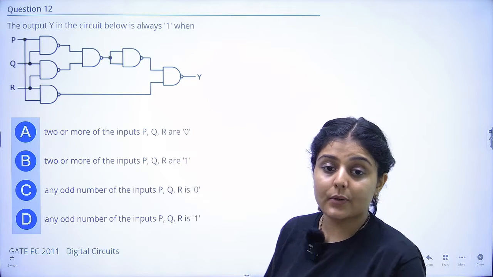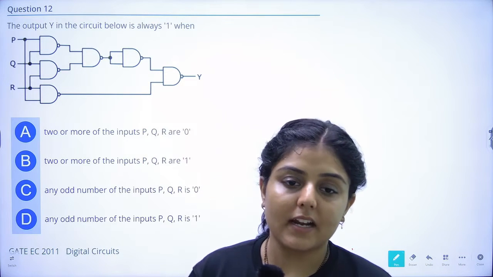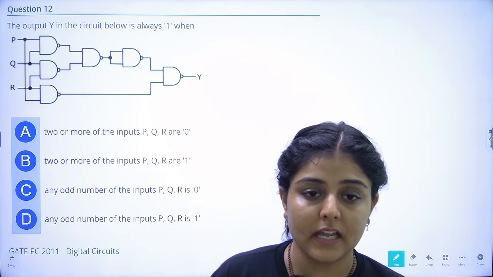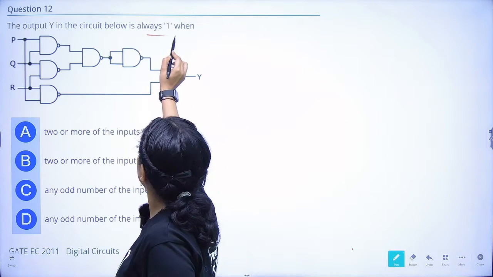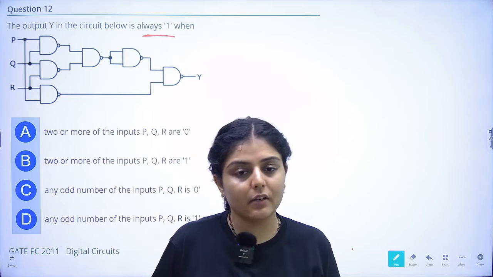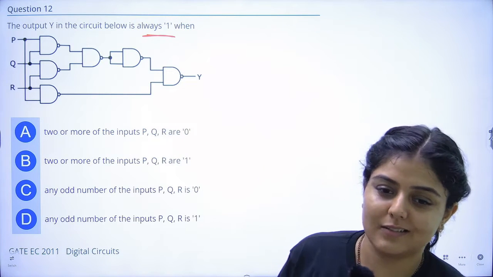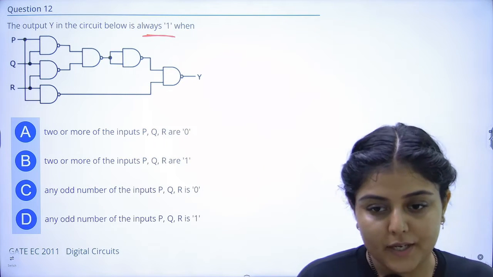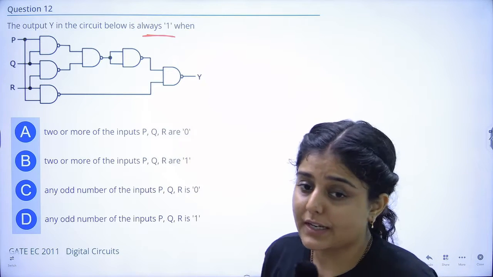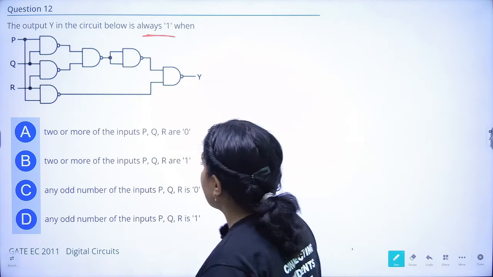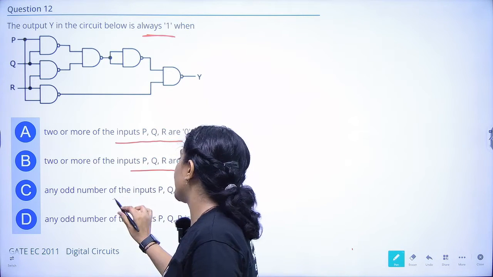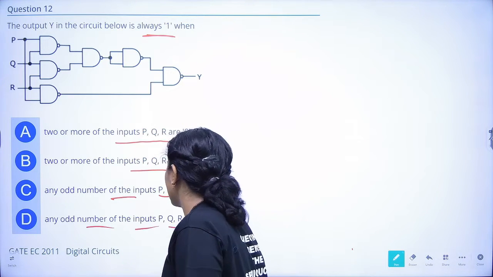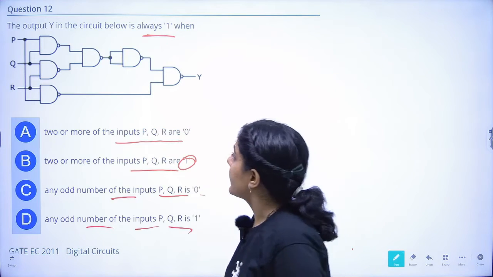Okay, the next question says that the output Y in the circuit is always 1. This is a little different, but again we have to solve this logical expression by using logic gates, whatever expression we are getting. So they are asking: 2 or more inputs are 0, 2 or more inputs are 1, odd number of inputs are 0, odd number of. So let's see which of the options satisfies.